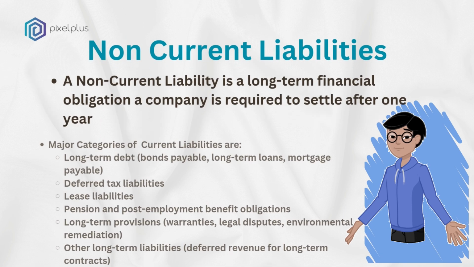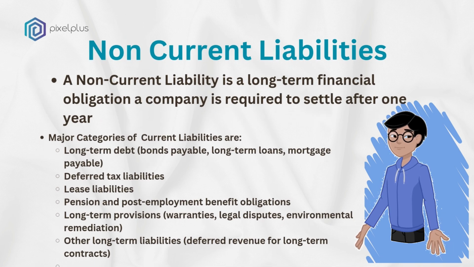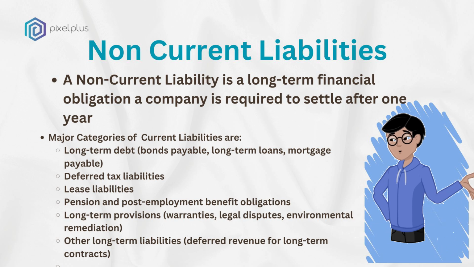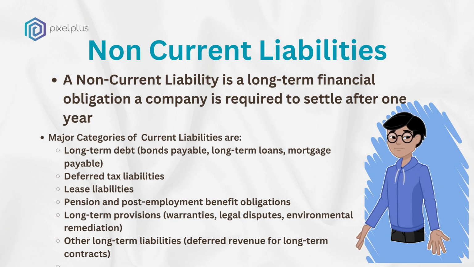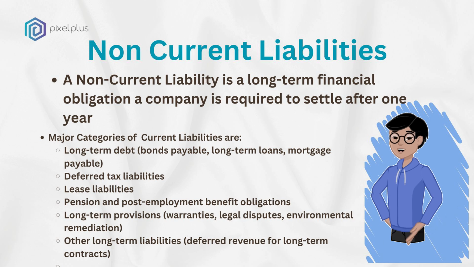Non-current liabilities. What are non-current liabilities? Non-current liabilities are those not qualified as current. For example, there are things that we cannot pay within 1 year. So these are our non-current liabilities. Non-current liabilities are settled after 1 year, that is, they require more than 1 year to be settled.